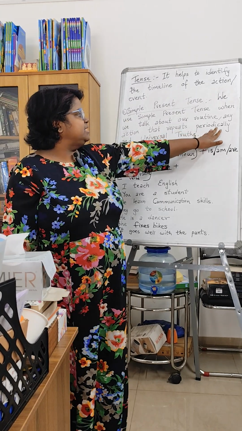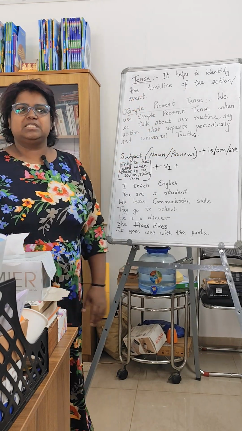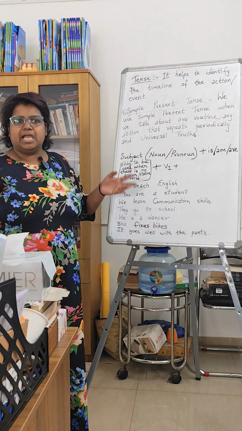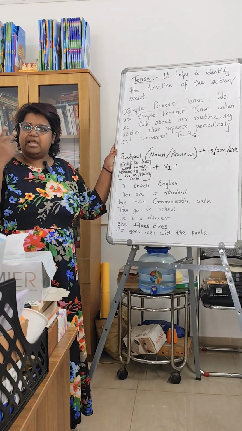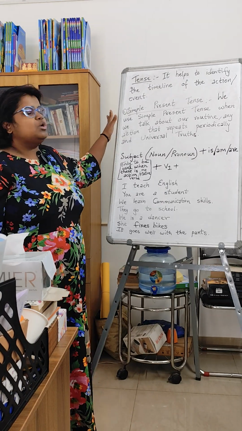So any action that repeats periodically, or universal truth. Universal truth is like the sun rises, the sun sets, the river flows. ये सब होता रहेगा जब तक river में पानी है, जब तक सूरज है, earth is there, rotating and revolving around it. Okay? So that is your simple present tense.